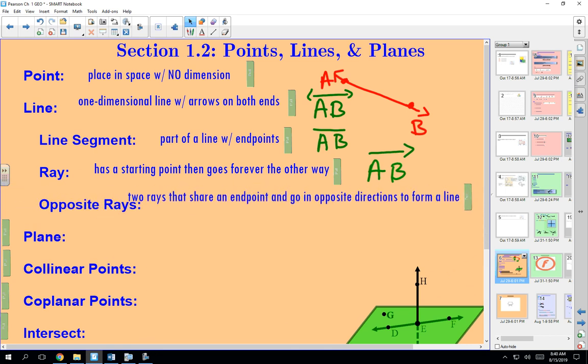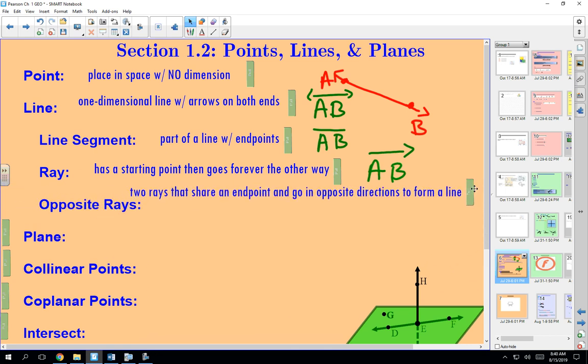It's two rays that share an endpoint and go in opposite directions to form a line. So two rays that share an endpoint. So let's share an endpoint here. We got a shared endpoint, and then they go in opposite directions, so to the right and also to the left, and they do form a line. So those are opposite rays, and they have this central point in common here.